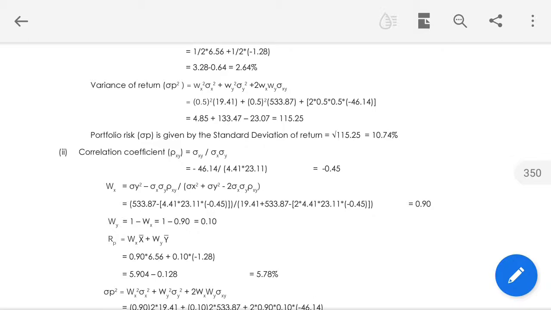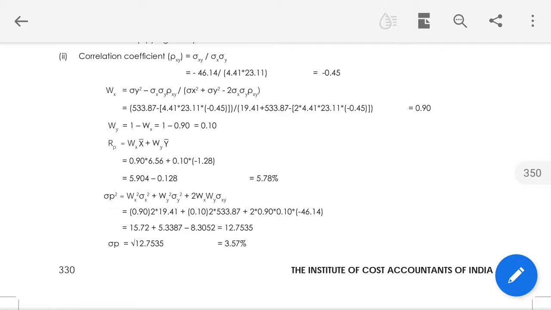So the weight of x, the actual amount to be invested in x, is 0.90. So if we have 1 rupee to invest, we have invested 90 paisa in stock x. The remaining 10 paisa is invested in stock y. So the weight of y is equal to 1 minus weight x, that is 0.10. So we have the weights now.